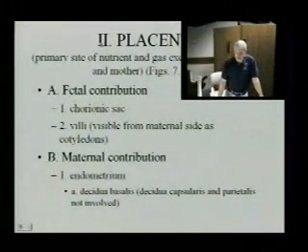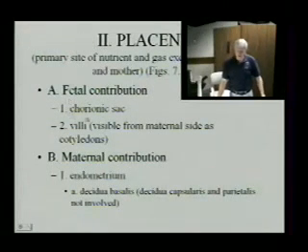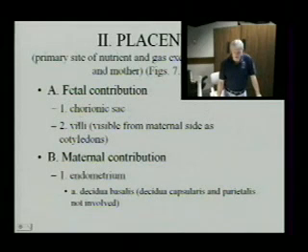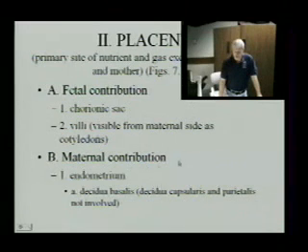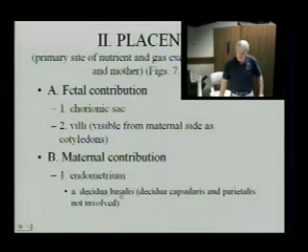So now let's ask, what is the fetal contribution and maternal contribution to the placenta? So the fetal contribution is the chorionic sac and the villi that we've seen develop. We've followed their development, and we'll look at that in a little more detail as we proceed. It is visible from the maternal side as cotyledons, as they are referred to. The maternal contribution is the endometrium, referred to as the decidua basalis.